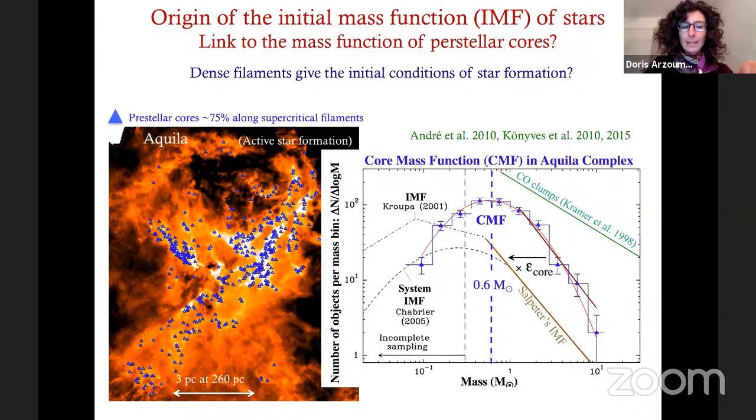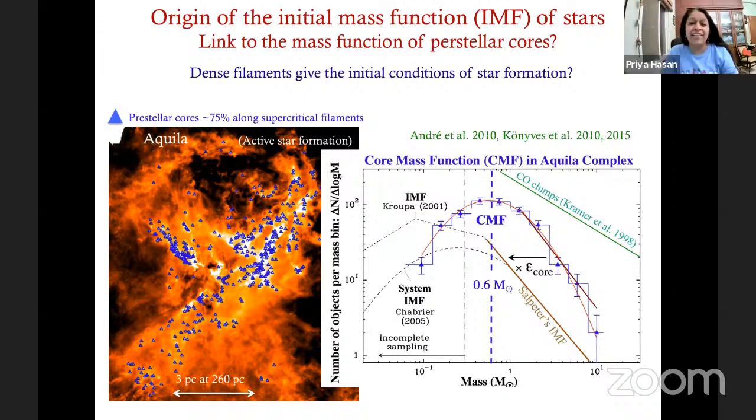So these observations kind of shift the problem. We don't want to understand the IMF anymore. What we want to understand is the CMF. And this can actually be explained, of course, step by step, if we understand how the filament fragments into this kind of stars. So I don't think that we will find new stars, but we will be able to understand what are the properties of the cores that are formed in the filaments.